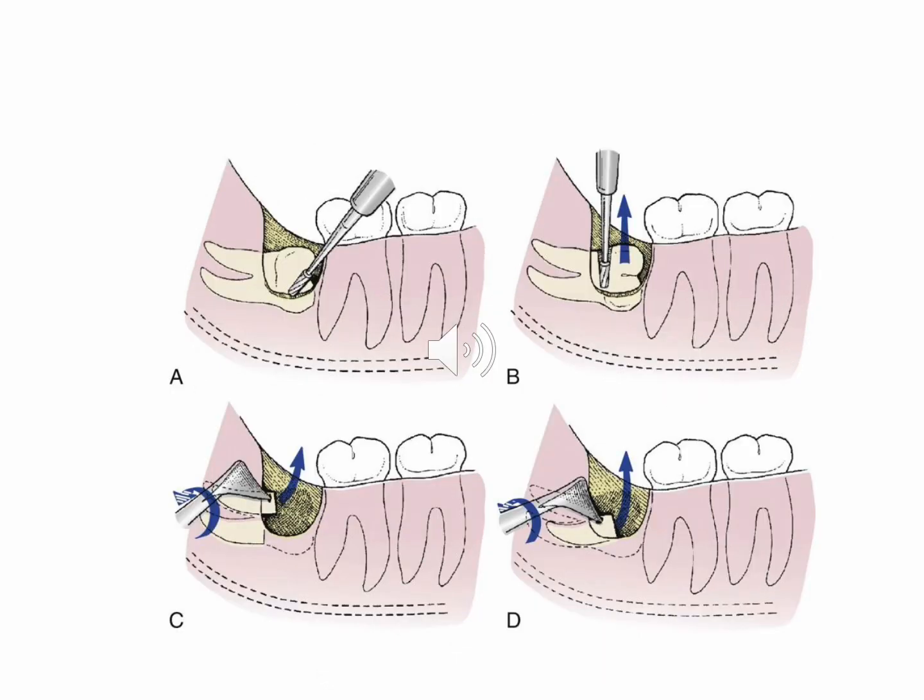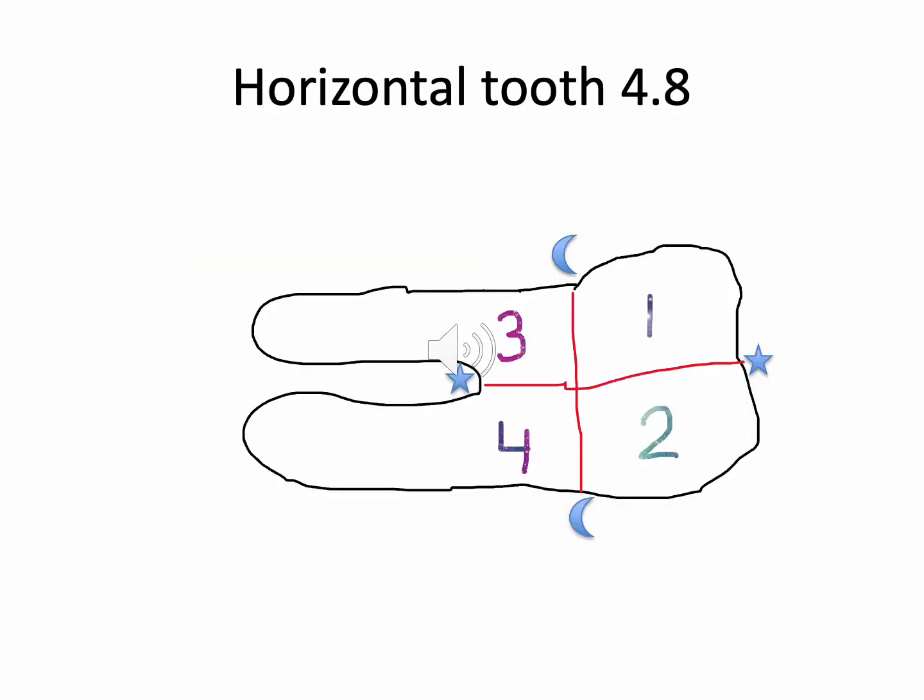So horizontal impaction, often quite daunting to the beginner, but once you get good at them, it's often quite systematic. Once again, you need good access with your flap, good bony removal, and good sectioning, and just a sound plan in your mind. So typically these will come out in 4 separate pieces, as you'll see on the next slide, with the crown being 2 pieces and the roots being 2 pieces.